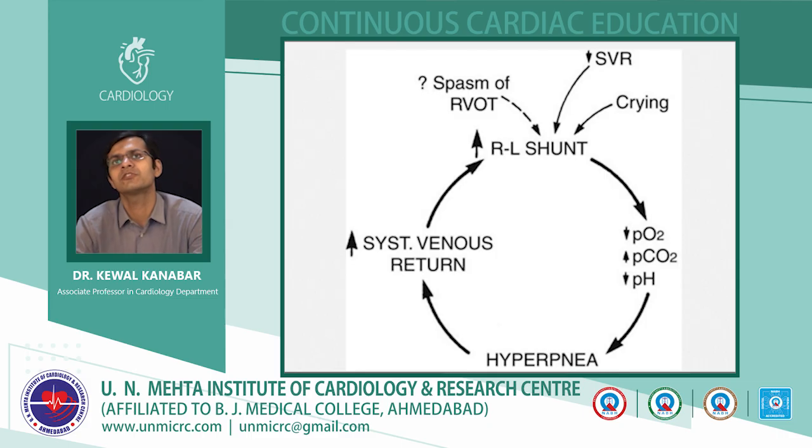And to compensate for this systemic acidosis, the patient will further hyperventilate, they will have hyperpnea. Once they have hyperpnea, their systemic venous return will increase. Once systemic venous return increases, it will again increase the right to left shunt, further increasing acidosis and hyperpnea. So this is basically a vicious cycle. Anything that increases the right to left shunt is going to cause systemic acidosis and hypoxemia, which will cause hyperpnea and increase systemic venous return.